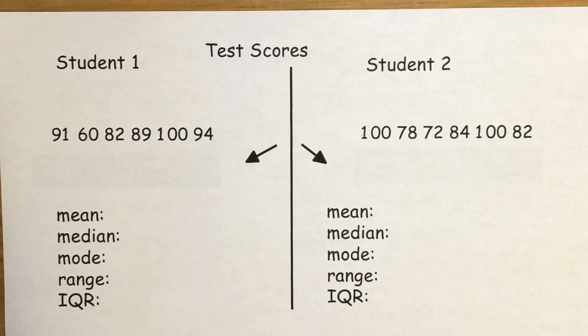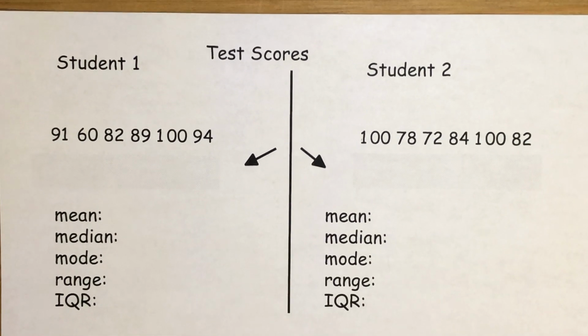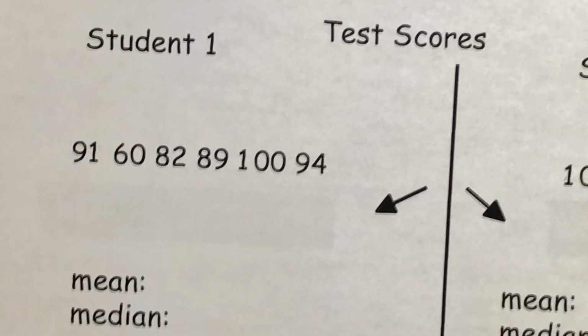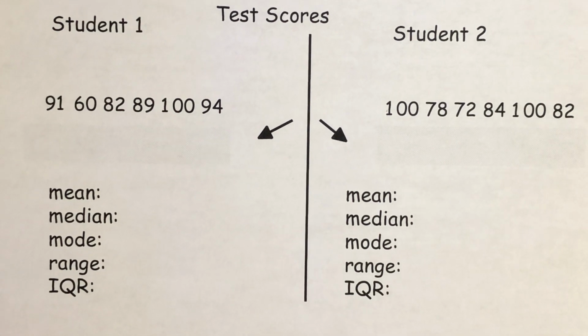We want to compare these students' test scores. What we're going to do is go through each student individually, and then when we're done, we'll compare all their measures of center and measures of variation that we've done. I'm going to zoom out. We're going to do one student at a time, starting with student 1.